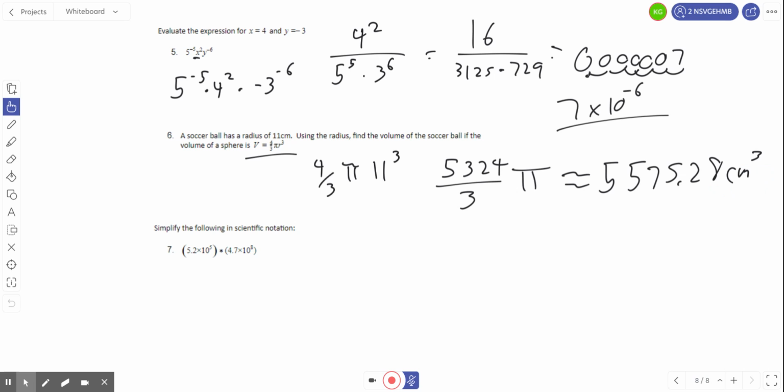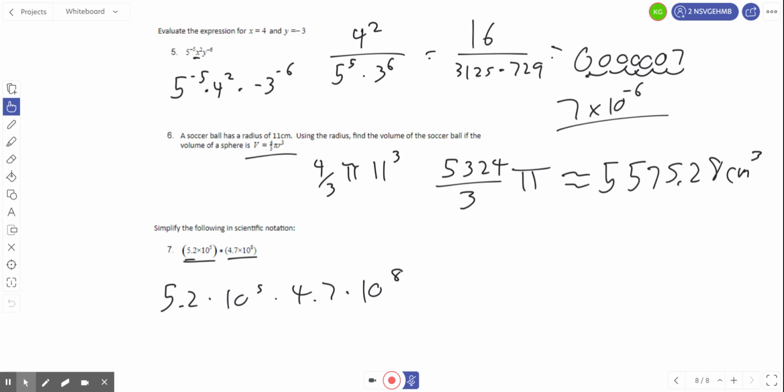All right, last one. Simplify the following in scientific notation. So we've got two things here multiplied together. They're in parentheses, but really those parentheses are just there to help you see these numbers more clearly. This is just one big string of multiplication. So we really have 5.2 times 10 to the 5th times 4.7 times 10 to the 8th.